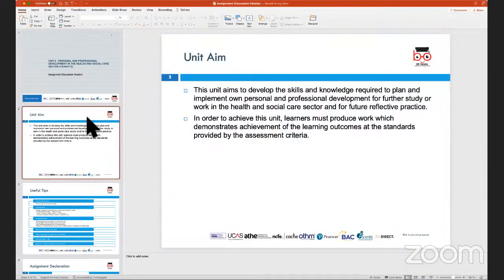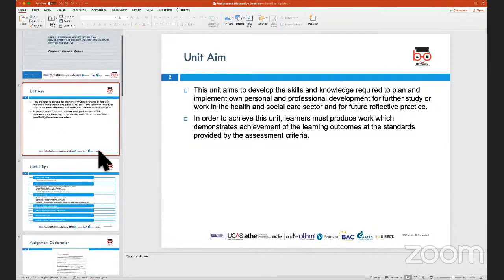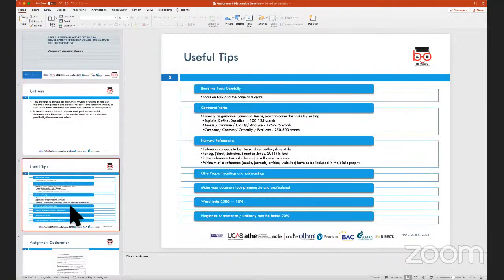Now, a couple of things that I want to look at before we start this session, very briefly. There are some useful tips that I want to give. Obviously, this particular unit, as you can see, talks about us developing skills and knowledge to be able to understand how a person should be working within the health and social care sector, or for somebody who's working within the health and social care sector, be responsible for their own personal and professional development.